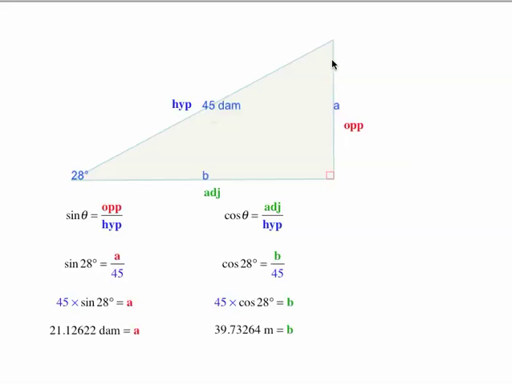And then, to figure out the perimeter, we're just going to add up the sides that we know, which is the A side and the B side and the hypotenuse, right? The A side, B side, and C side. And so, the A side is 21.12622, the B side is 39.73264, and the C side is 45. We add all that together, you get 105.85886 decameters. So let's plug that in as our answer.